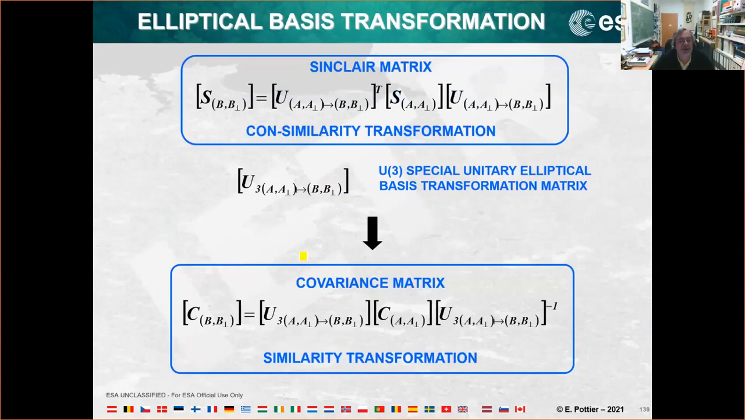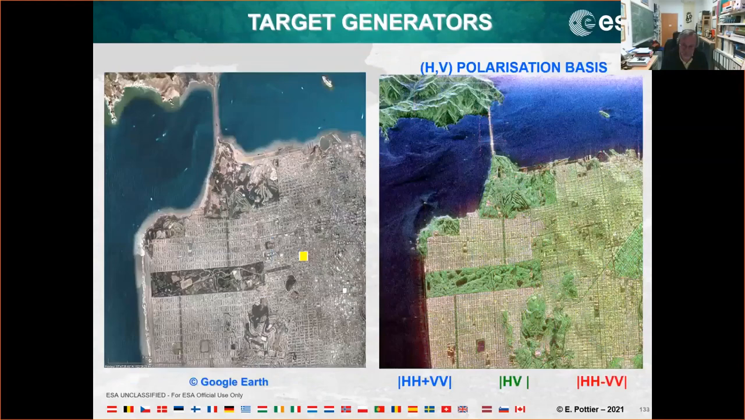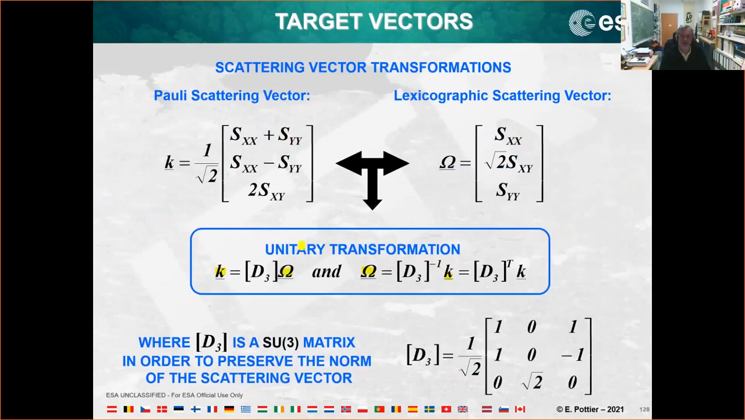The significant differences are explained here before. In fact, everything is starting from the target vector. The coherency matrix, T matrix, is constructed from this information. The covariance matrix is constructed from this information.